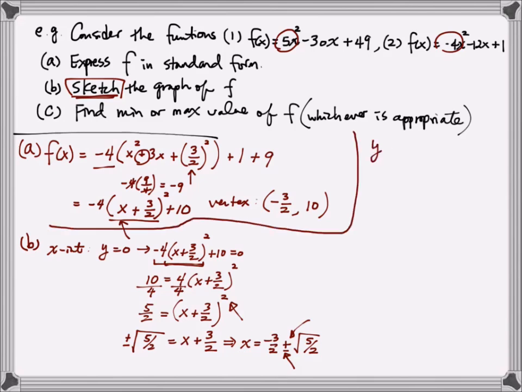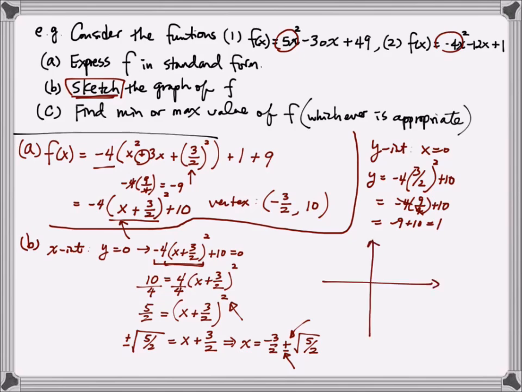For the y-intercept, it's a lot simpler than that. If we simply set the x value equal to 0, I will get y equals negative 4 times the quantity 3 halves squared, plus 10. And that is just going to be negative 4 times 9 over 4, plus 10, which gives me negative 9 plus 10, and that is equal to 1.